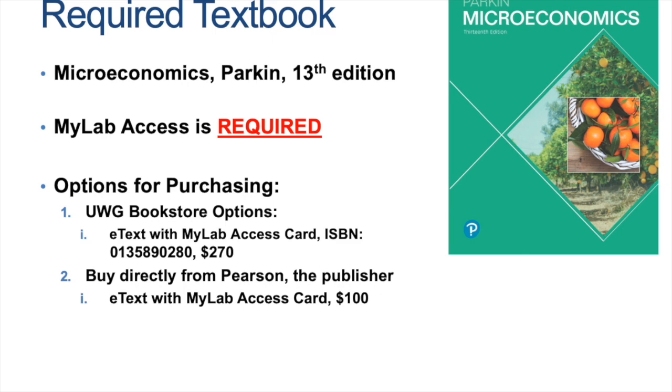Options for purchasing: you can purchase from the West Georgia bookstore. That way you can use your financial aid. You can purchase directly from Pearson, and you can see the prices listed there. You could technically purchase from a third-party vendor, but I really don't think the price is going to be better than purchasing directly from the publisher. There's also a 14-day free trial. So if you don't have your financial aid ready yet, you can use that 14-day free trial to help you get started.